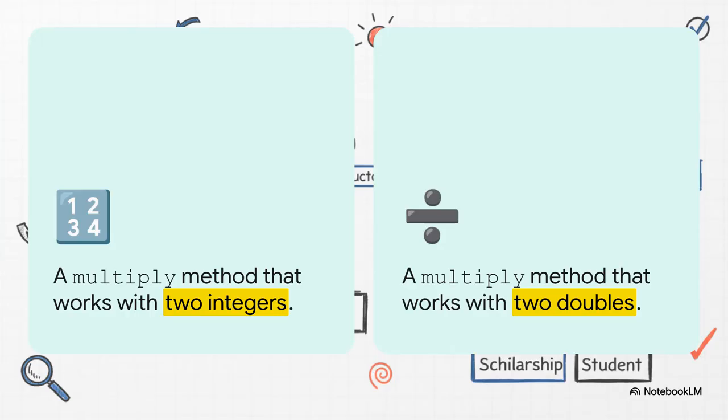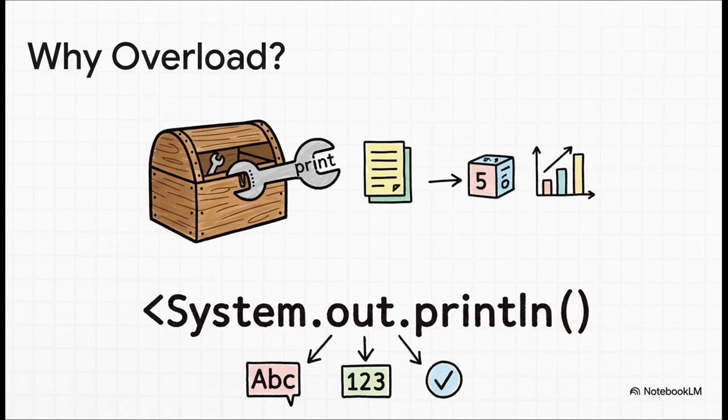And this is a perfect example. We've got two methods here, both called multiplica. One is built to work with integers, and the other is for doubles. Based on the kind of numbers you feed it, the Java compiler is smart enough to automatically figure out which version to run. It's fantastic. No guesswork required on your part. So why bother doing this?